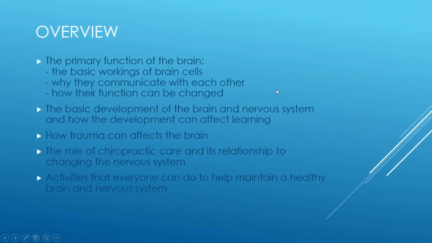So just a little overview. We're going to talk about the primary function of the brain. So what's the first thing it always wants to do? The basic working of brain cells, why they communicate with each other, why that's important, and how that function can be changed. We're also going to talk about the basic development of the brain and nervous system and how the development can affect learning, how trauma can affect the brain, such as concussions. It's a very big thing these days. And the role of my profession, chiropractic care, and how it changes the nervous system and why that's important, and how I help people, and then activities that everyone can do to maintain a healthy brain and nervous system.